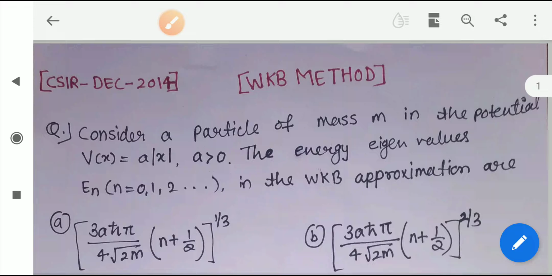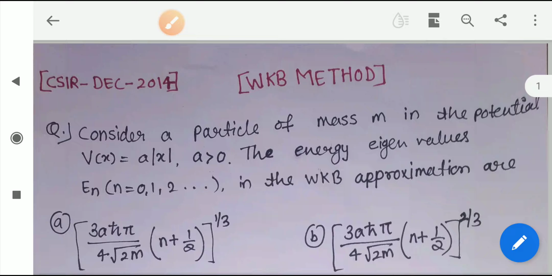Myself Ruchi, and I'm going to explain to you through this video the numerical of the WKB approximation method. The numerical that I'm going to explain was asked in CSIR December 2014. So this I'm going to teach you in this video.